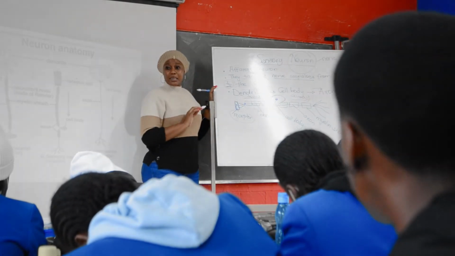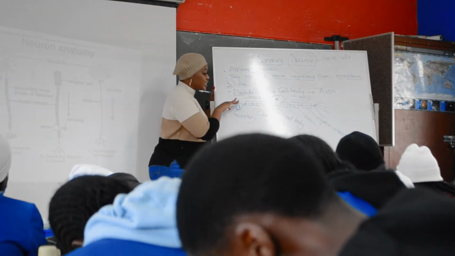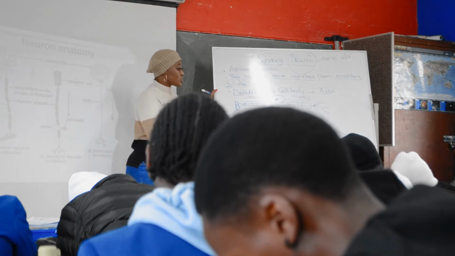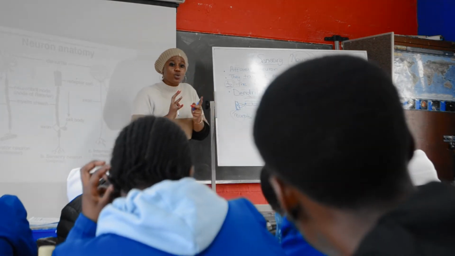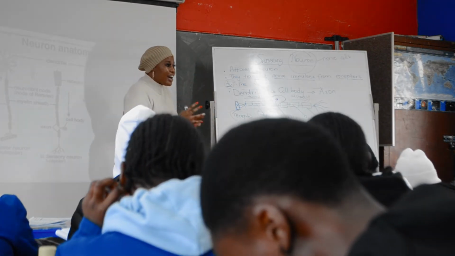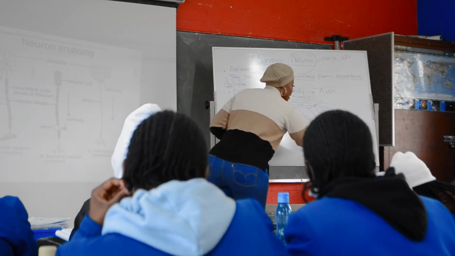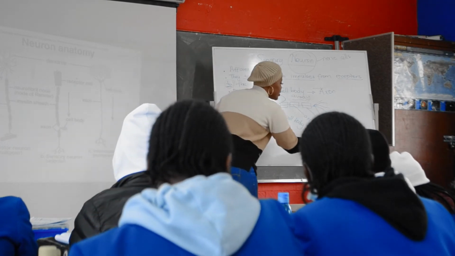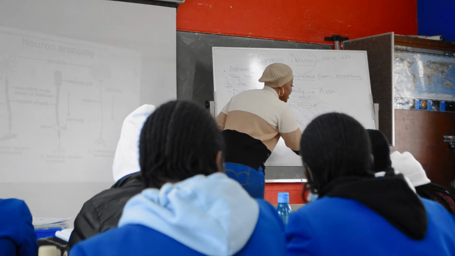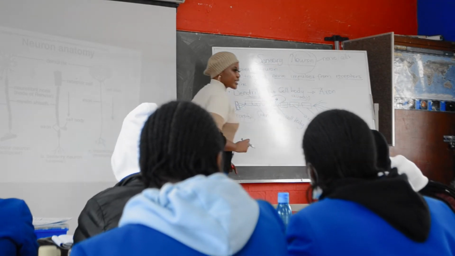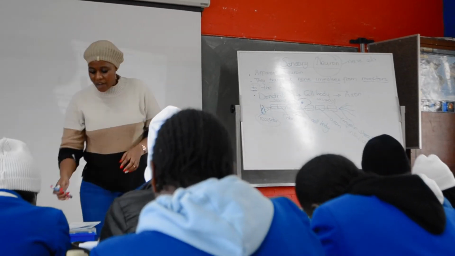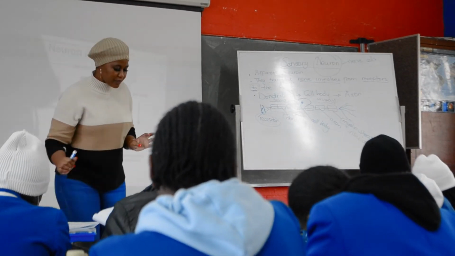Because electrical impulses are traveling on the dendrites and the axons of neurons, they are insulated, or they are covered by what we call the myelin sheath. A myelin sheath, good people, is an insulator. It covers our electrical impulses that are traveling in our axons.